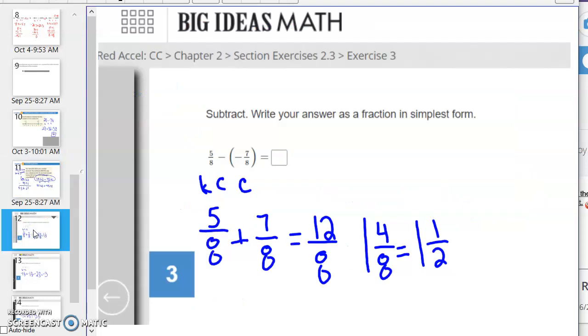Next up, you should get started on your Big Ideas Math assignment. So go to bigideasmath.com, enter in your information, and get into the 2.3 homework assignment. To get started on it with you, it says subtract, write your answer as a fraction in simplest form.